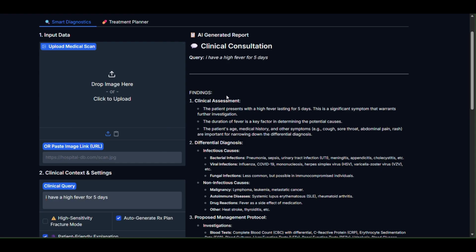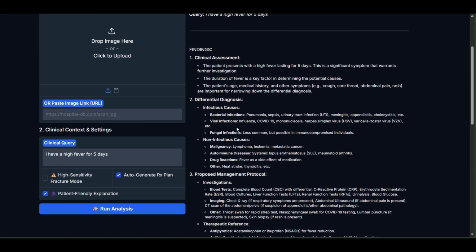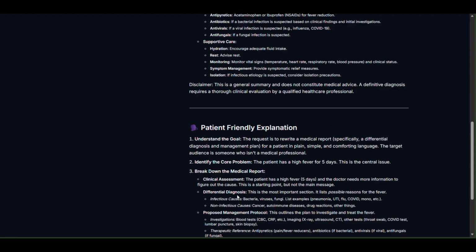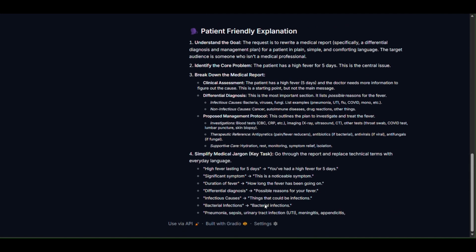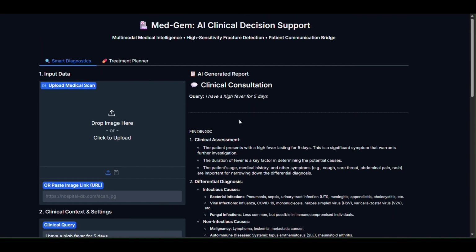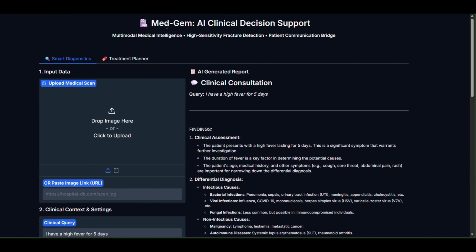We aren't trying to replace doctors. We are trying to give every doctor, nurse, and health worker the superpower of a multidisciplinary team in their pocket. With MedGem, we are moving from a world where expert diagnostics are a luxury to a world where they are a standard. Thank you.